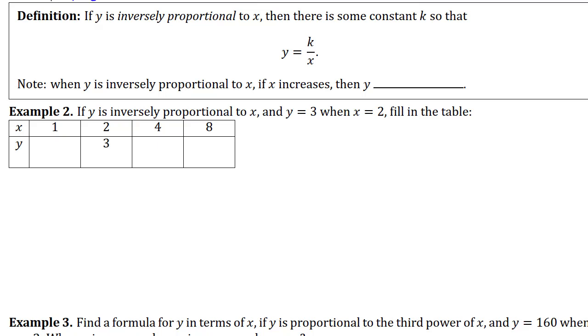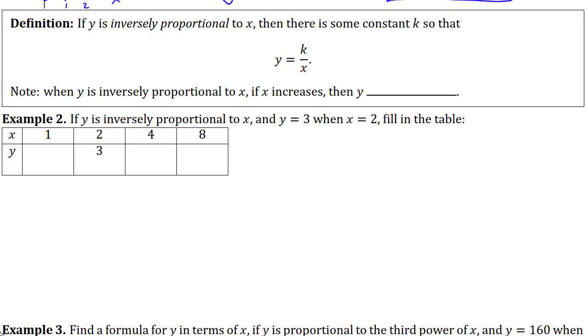So, going on to this next important definition in a box, we have: if y is inversely proportional to x, then there is some constant number k, so that y equals k divided by x. And we're going to fill in the blank here with what goes in this blank after we do this example.